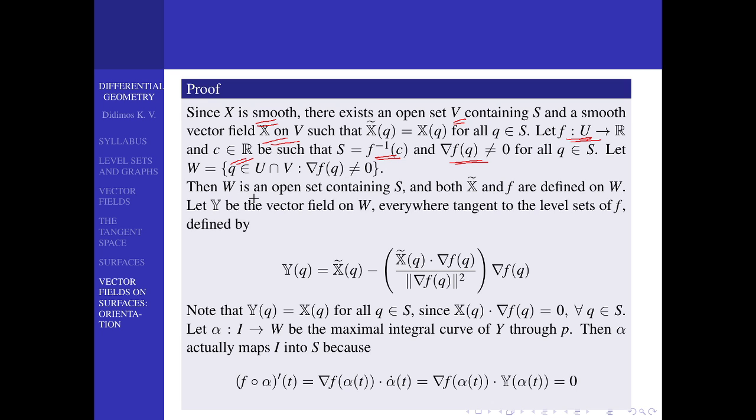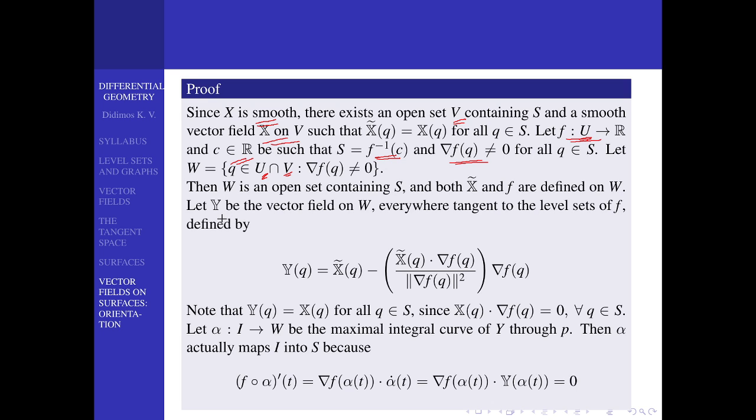Then W is an open set containing S. You know that U and V are open sets, so the intersection is also an open set containing S, because U is the domain of f with del f of q not equal to 0. So all these points come from the surface, and both X tilde and f are defined on W, because these are all points from U and V, so we can easily define f and X tilde on W.